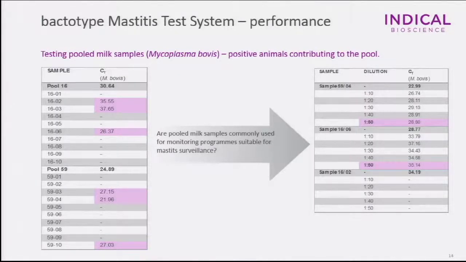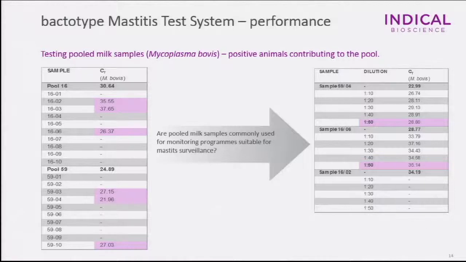What we did then, we asked ourselves, are pooled milk samples, which are commonly used for disease monitoring programs, maybe a suitable tool for mastitis surveillance in the herds? And what we did out of our M. bovis positive herd, we picked some samples, one as an example for strong positive sample, one for medium positive, and one for weak positive sample. And we diluted them with negative milks 1 and 10 up to 1 to 50, a pool milk size, which is commonly used in Europe.